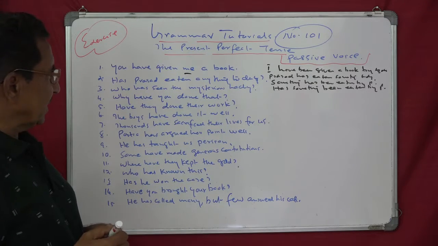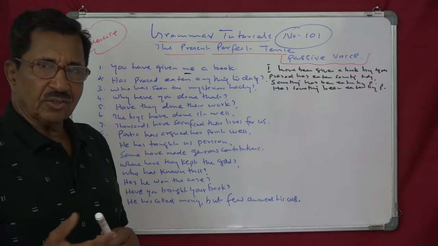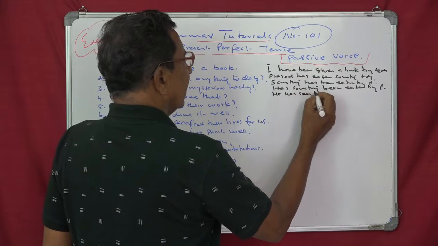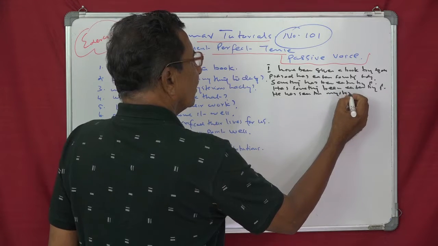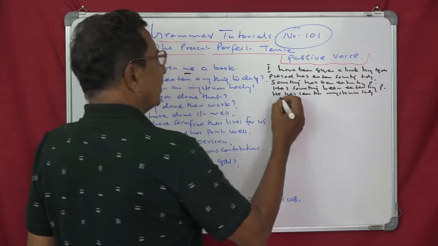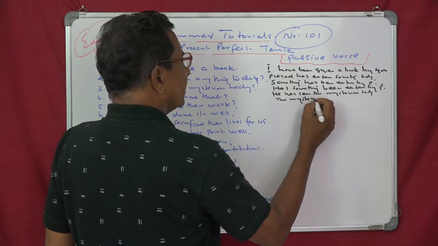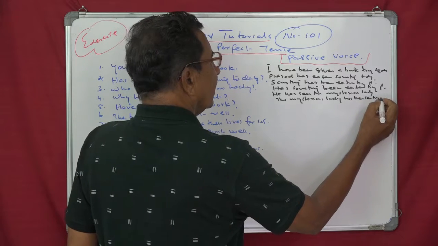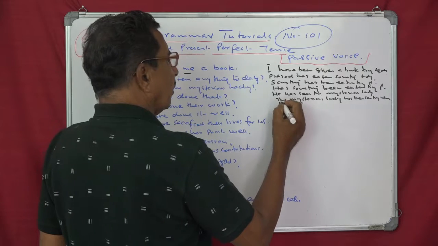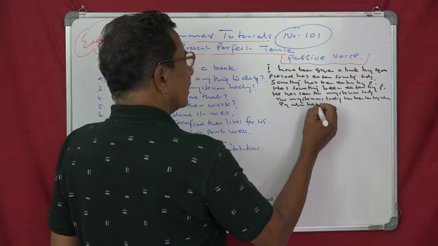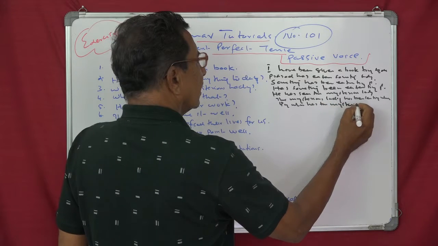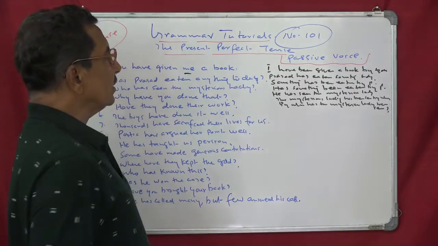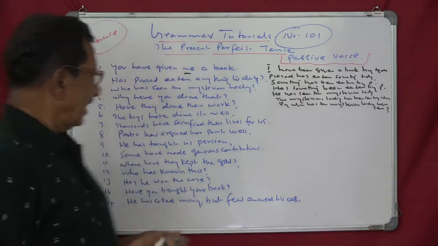Yes. Who has seen the mysterious lady? So you have to change that first into a statement. Instead of who, you will say he. He has seen the mysterious lady. Then the mysterious lady has been seen by whom? Him will become whom. By whom has the mysterious lady been seen? Question mark. Simple.